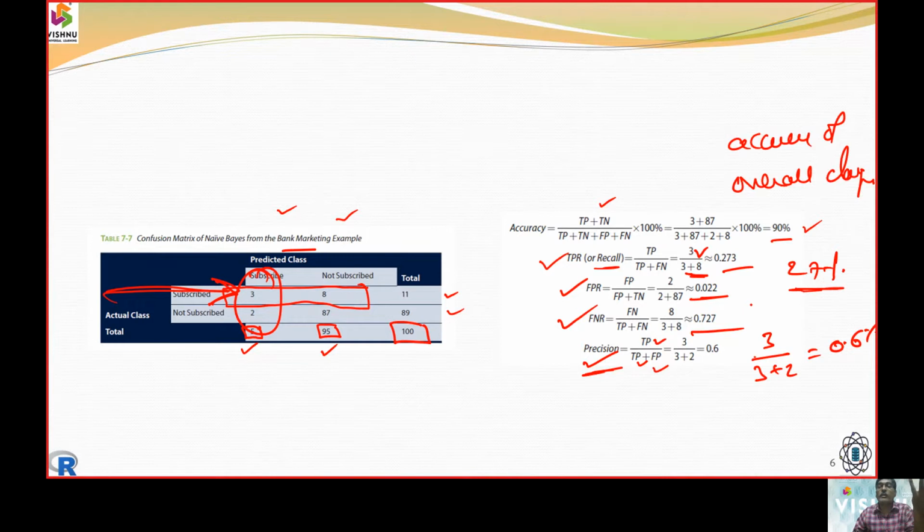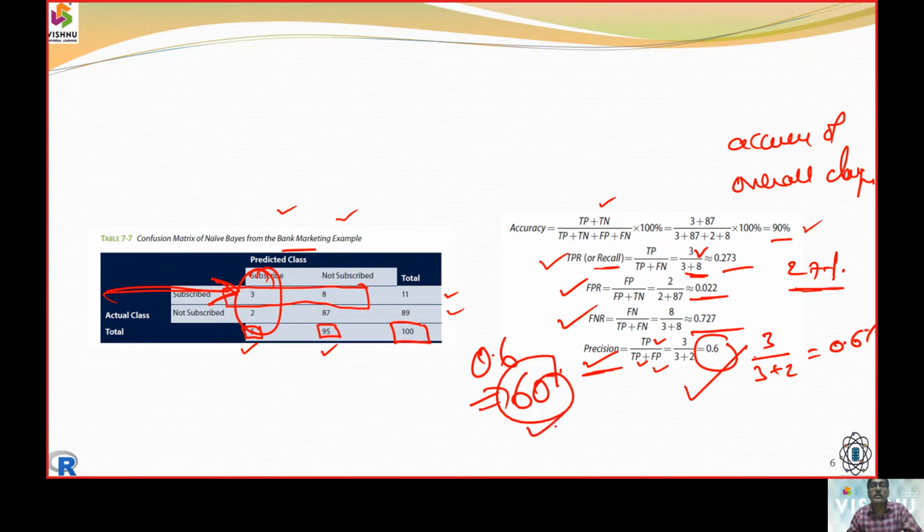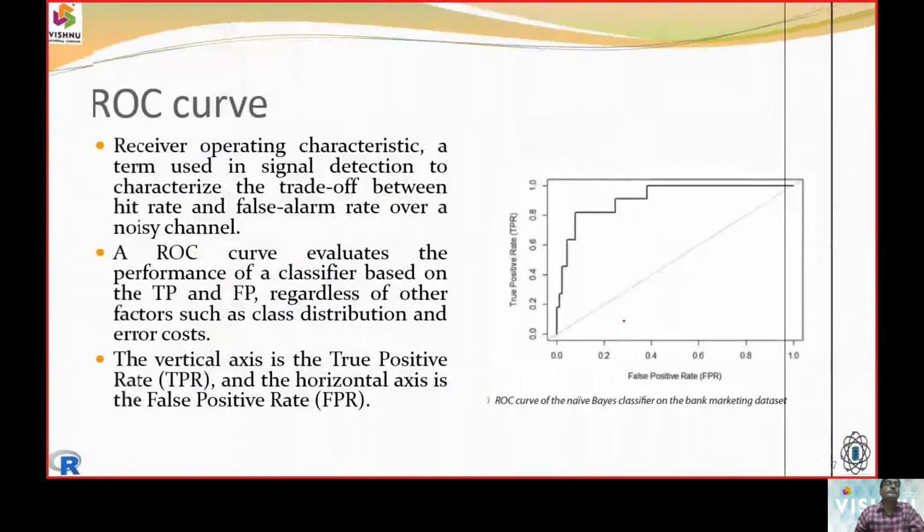And here the precision was 60%. 0.6 implies 60%. So 60% is the precision. The truth part, we get as 60 here.